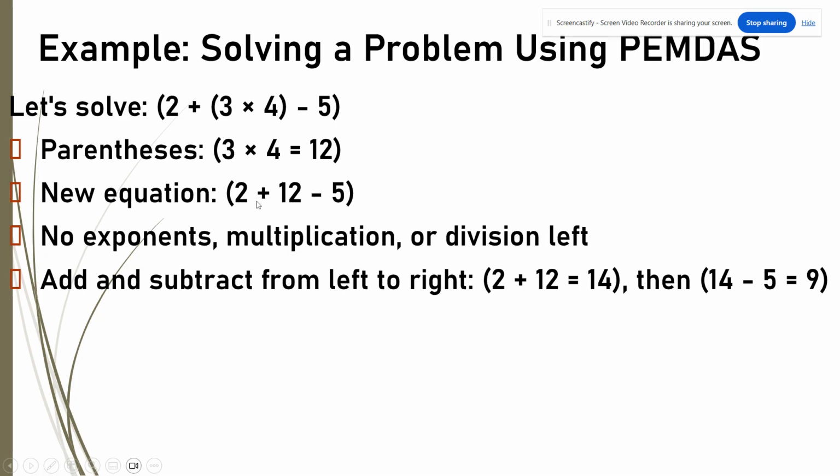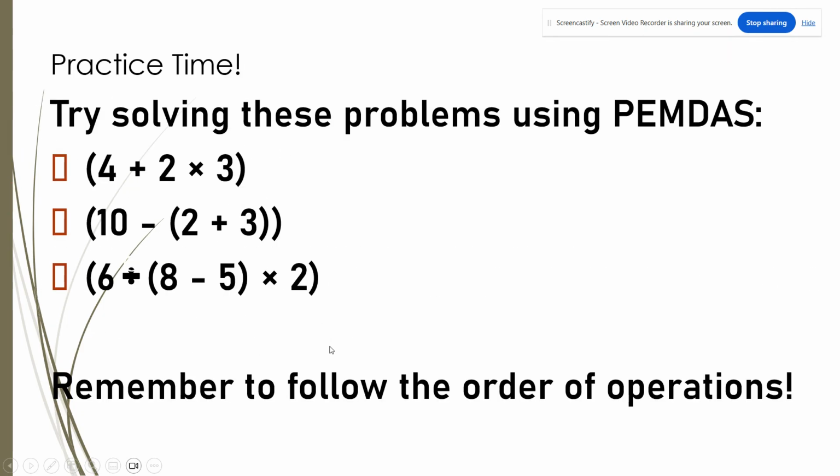Okay? In this equation, 2 plus 12 minus 5, 2 plus 12 comes first. So we're going to do 2 plus 12 is 14. And then when we rewrite it, we now have 14 minus 5. And 14 minus 5 equals 9. So the final answer, or the value of this equation, is 9. Now you give it a try. Pause the video and try these 3 problems.